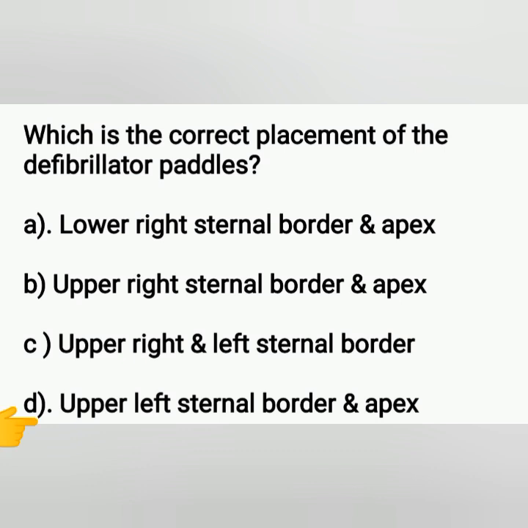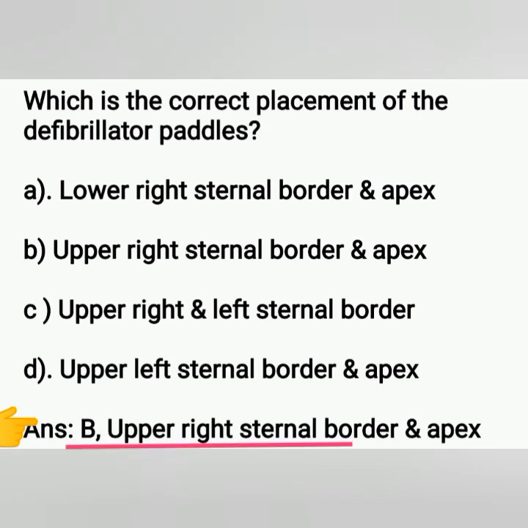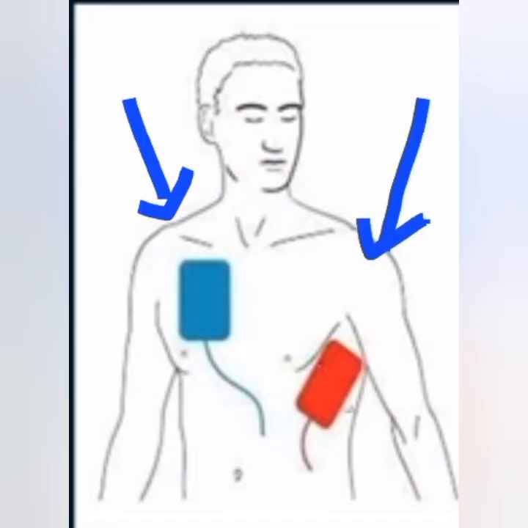And the correct answer is, we will keep the paddles at the upper right sternal border and apex of the heart. Option B is the correct answer, upper right sternal border and apex. So see here, we will keep the defibrillator paddles like this. Move on to the next question.